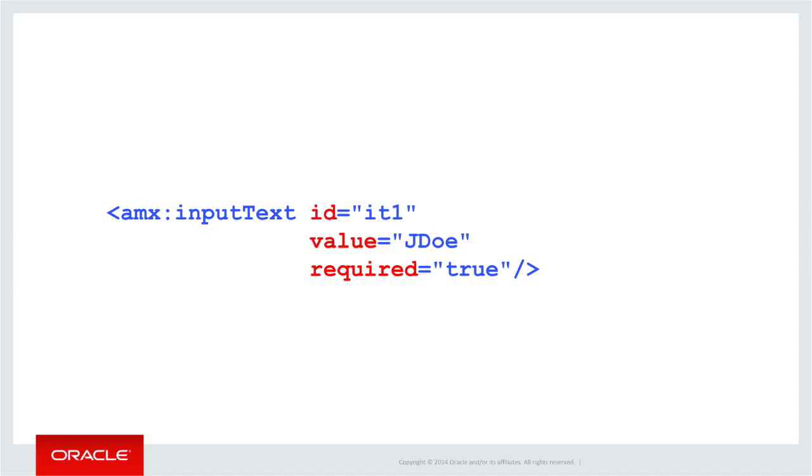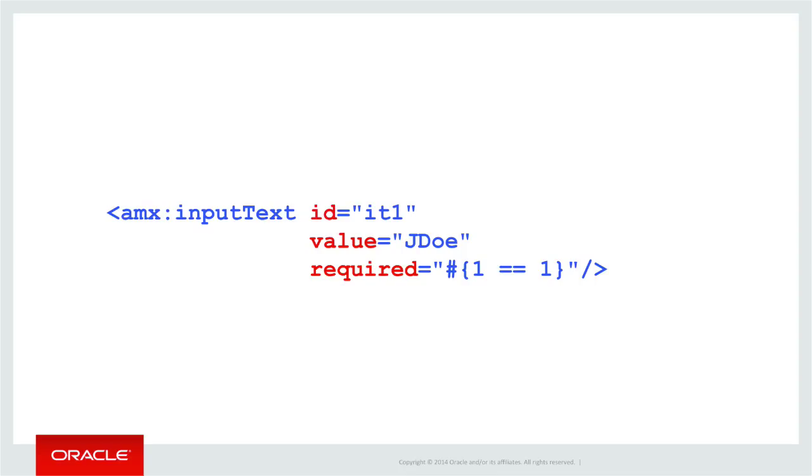AMX pages support something called expression language, or EL for short, that allows components and their properties to read and write values from the behind-the-scenes Java code. Let's substitute a very simple EL expression into the code so you get the idea.